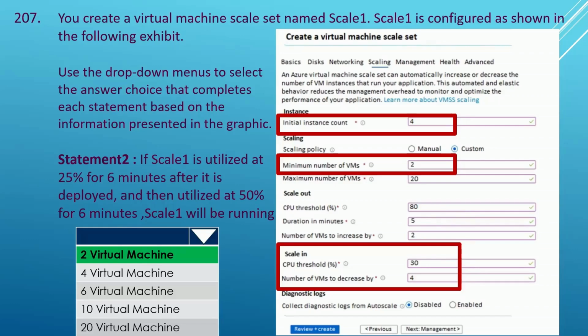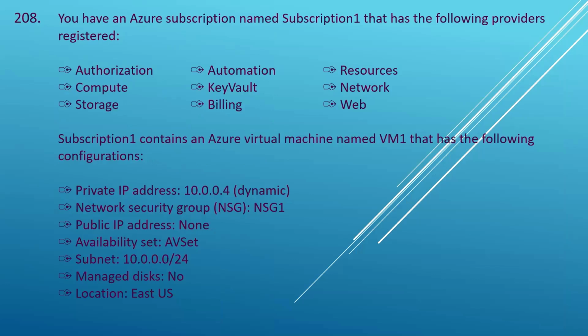Let's look at question number 208. You have an Azure subscription named subscription 1 that has the following providers registered, and the providers are authorization, automation, resources, compute, key vault, network, storage, billing, and web. Subscription 1 contains an Azure virtual machine named VM1 that has the following configurations.